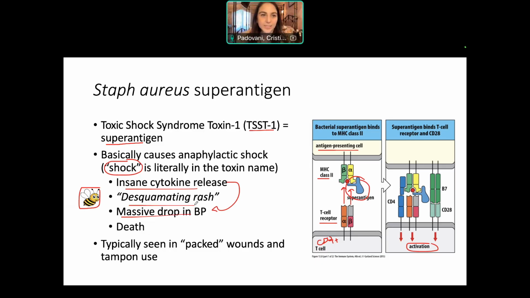And since it's from Staph aureus, you can see this in packed wounds and tampon use, which I will explain, I think, on the next slide. And again, if they are pointing you in the direction of toxic shock syndrome, they need to give you some indication that it would be toxic shock syndrome. So they'd have to talk about an instance where Staph aureus would be activated. So look for your packed wounds, look for your tampon use.